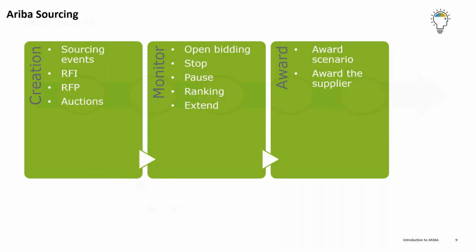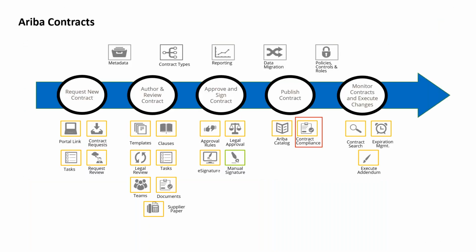After that we have something called Ariba Contracts. We are going to see in the system how to configure the contract templates, and what the contract life cycle is, the complete life cycle. What do we mean by digital signatures? All these things we are seeing in Ariba Contracts.